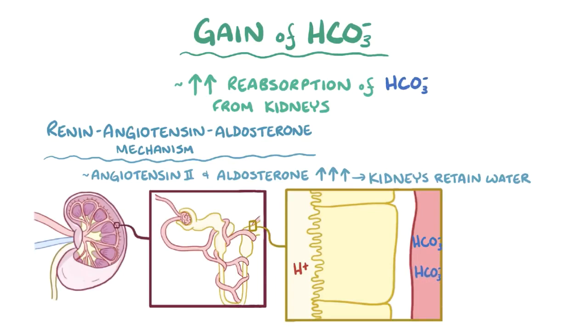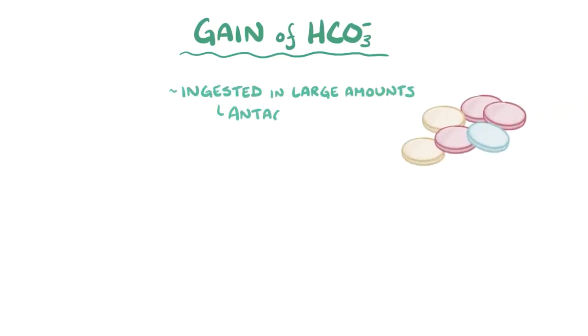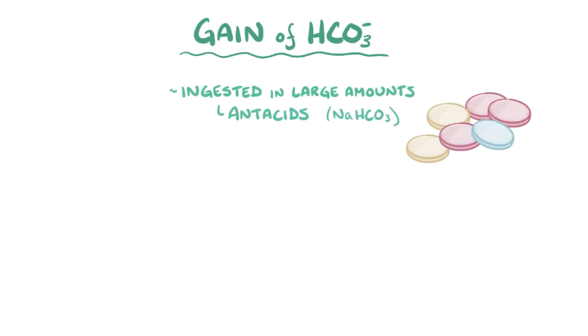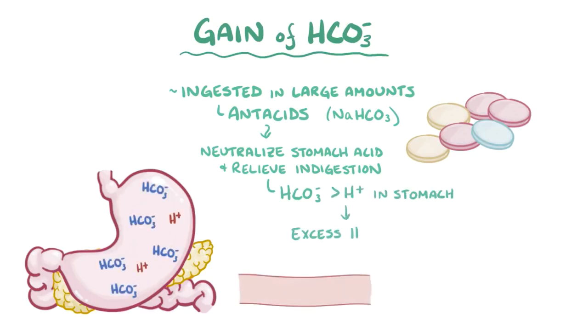Now, in other cases, excess bicarbonate ions don't come from within our bodies at all, but are ingested in large amounts, usually in the form of antacids, like sodium bicarbonate. These are typically used to neutralize stomach acid and relieve indigestion. Excess use of antacids, though, can result in more bicarbonate ions than hydrogen ions in the stomach, and the excess bicarbonate ions can get absorbed into the blood. All these processes have a net result of increasing the bicarbonate ion concentration in the blood, which increases blood pH.